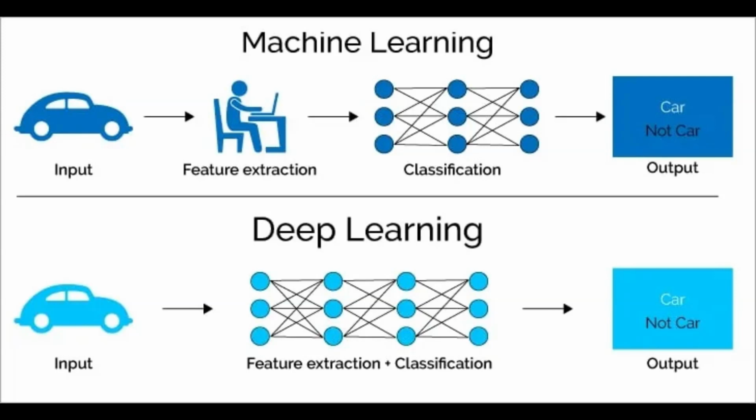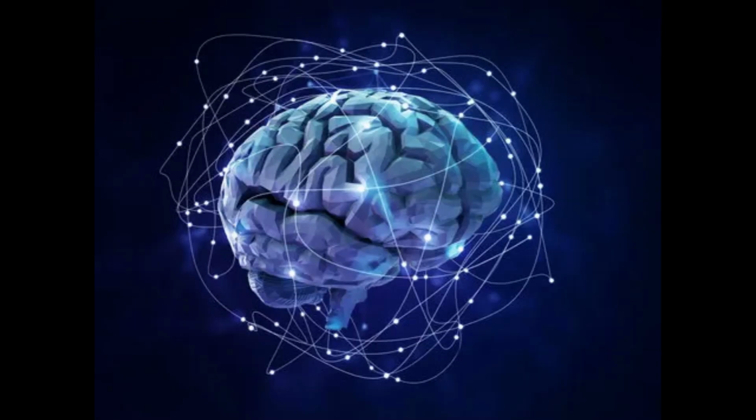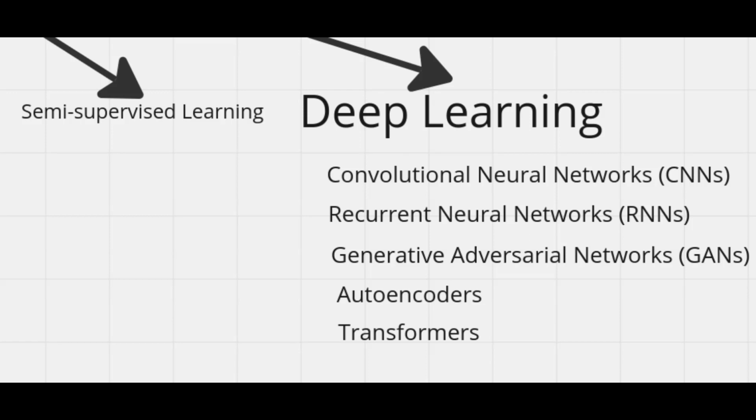It involves the use of complex algorithms and architectures inspired by the structure and function of the human brain to learn from large amounts of data. So first thing, it is roughly divided into five parts, which are CNN, RNN, GAN, autoencoders and transformers. So let us start with the very first one, CNN.